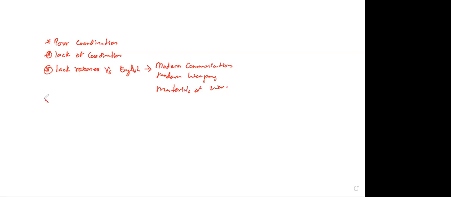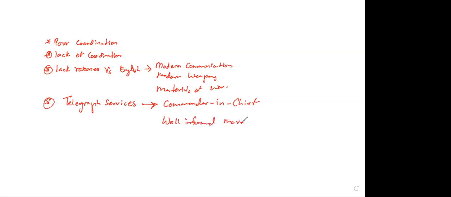One important reason for the failure is the invention of telegraph services in India. It played a very decisive role in controlling the revolt of 1857, because the British commander in chief in India, who is responsible for the army and intelligence, got live updates and was well informed about the movement of Indian rebels.